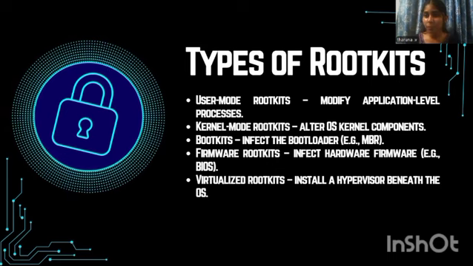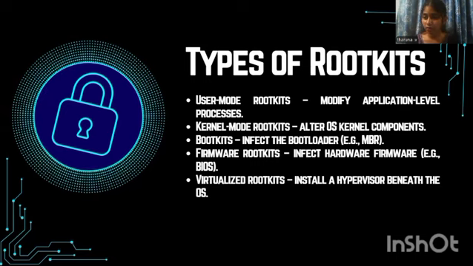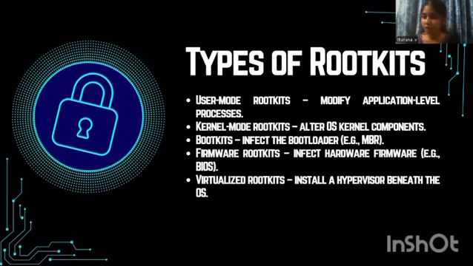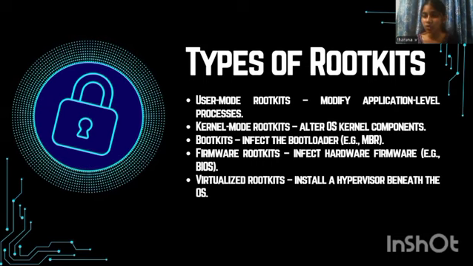The next is bootkits. These infect the master boot record, which is MBR, or the bootloader. They load even before the OS starts, so antivirus software never gets a chance to stop them. The next is firmware rootkits. They target the firmware or hardware components like the BIOS or the network cards. Even reinstalling your OS won't remove them.